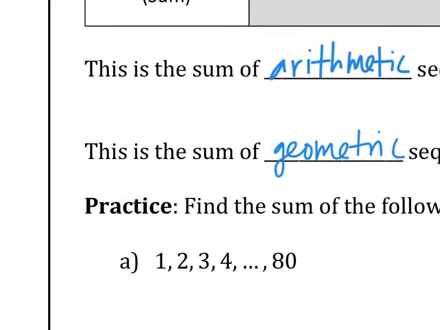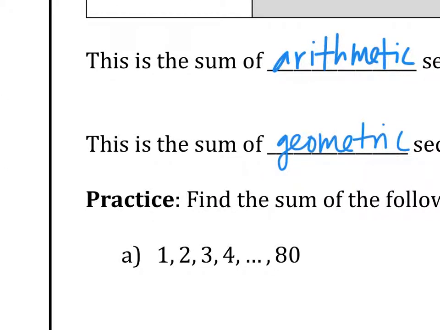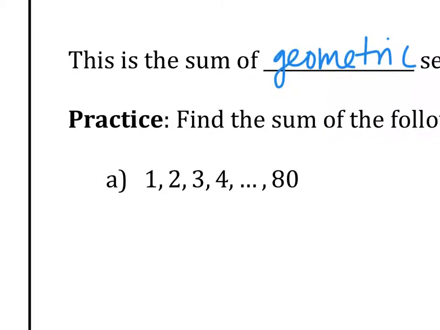All right, so let's look at A. 1, 2, 3, 4, add all the way up to 80. So talk to your partner. What kind of series is this going to be? Arithmetic or geometric? You and Andy can talk to each other. Okay, how many people think it's arithmetic? Raise your hand. Okay, overwhelmingly so. Very good. So the question is, how many terms are there? 80. Good. Okay, so we're going to add up 80 numbers.